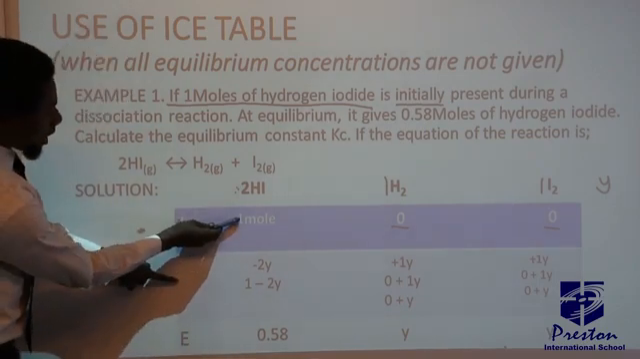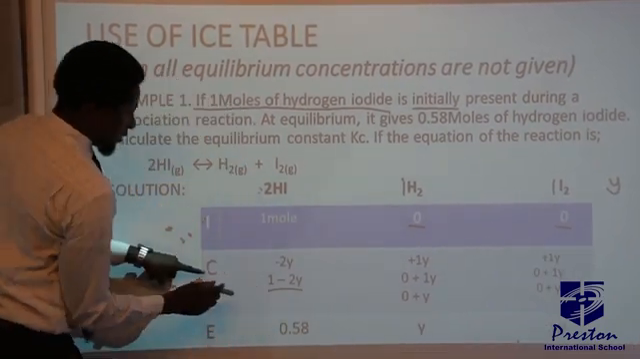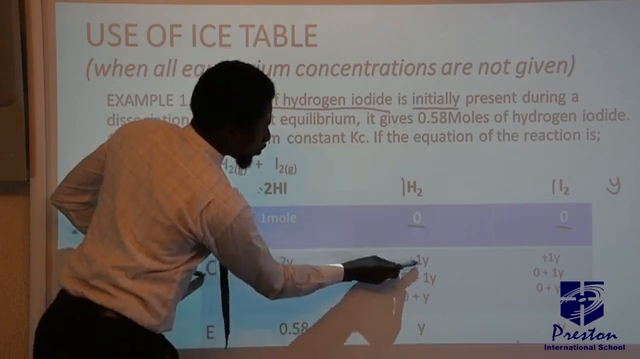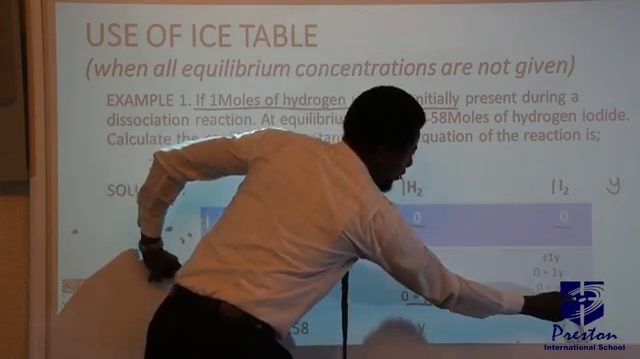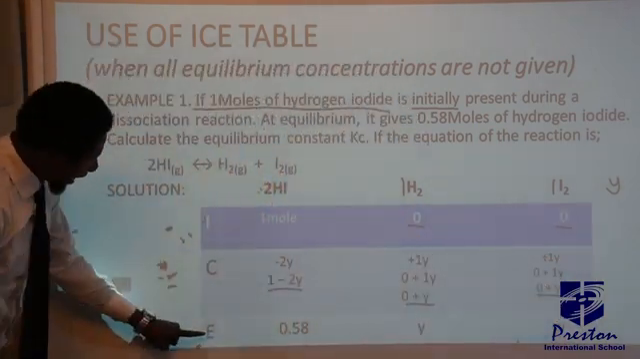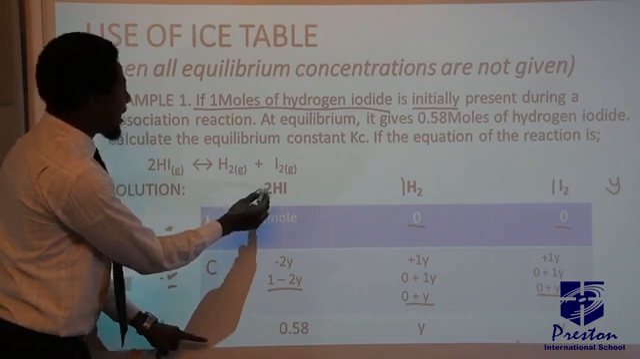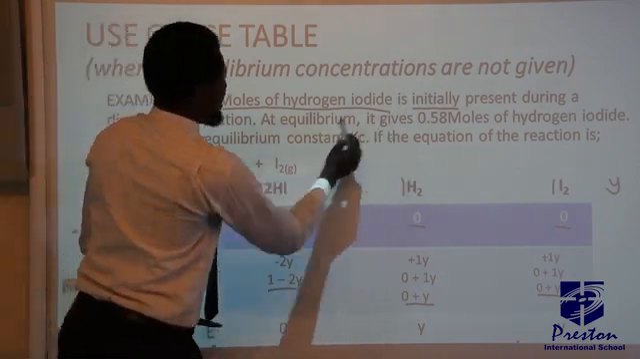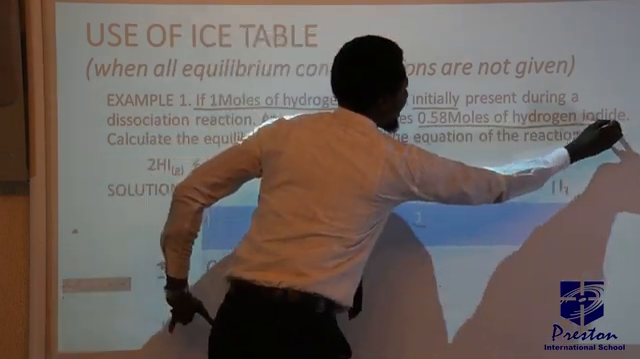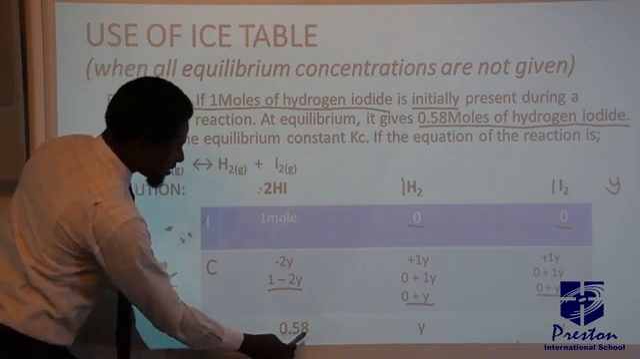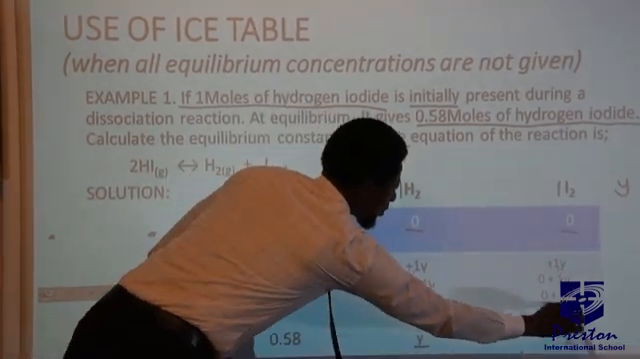Now, let's look at the change in concentration. That is C. 1 minus 2y. That's what we have here. Then, in this case, 0 plus 1y, that will at the end of the day give you 0 plus y. Then what is now the final equilibrium concentration? This one for hydrogen iodide has been given in the question already. If at equilibrium, it gives 0.58 moles of hydrogen iodide. So that is where we got that 0.58 moles. So this one will now be, what is 0 plus y? That is y.